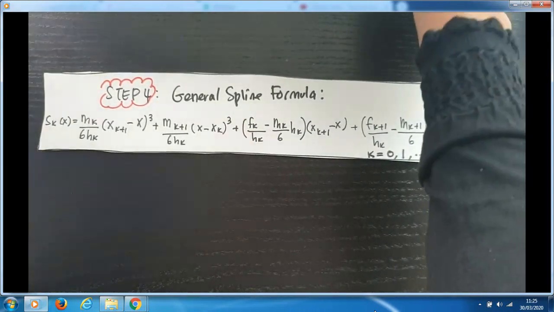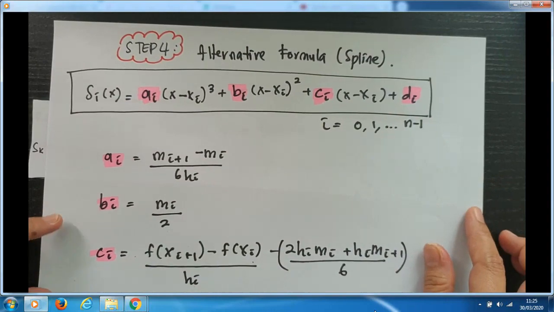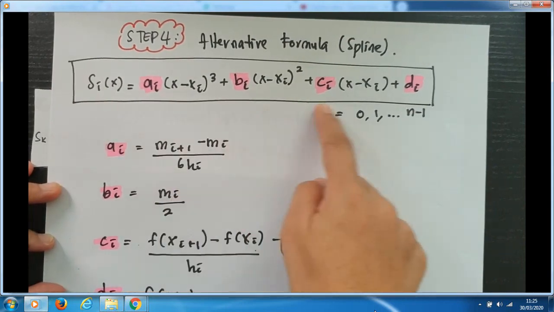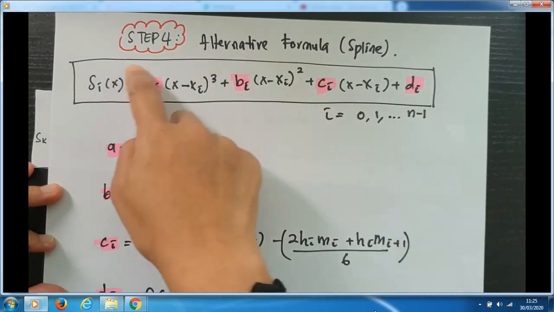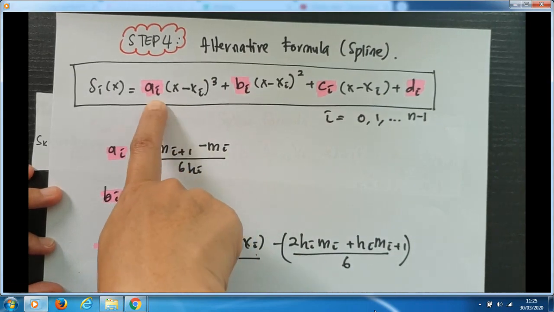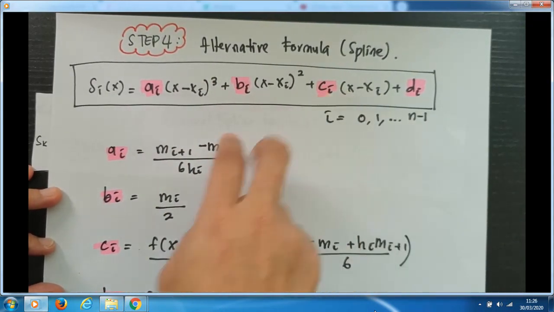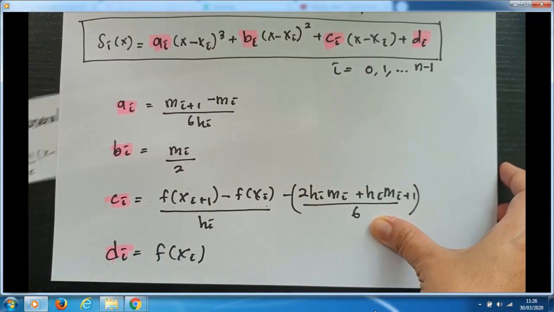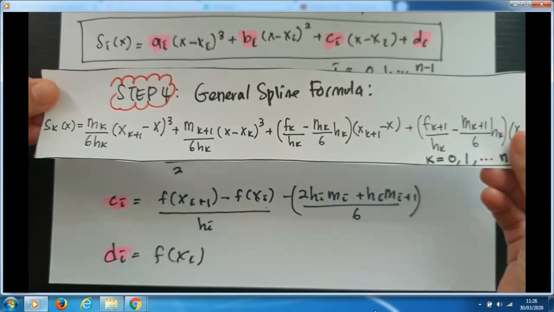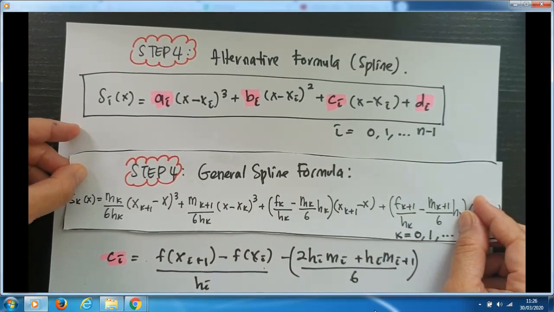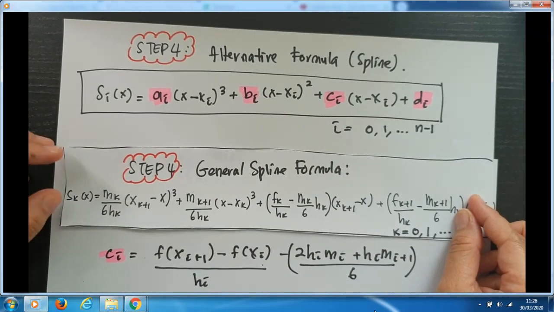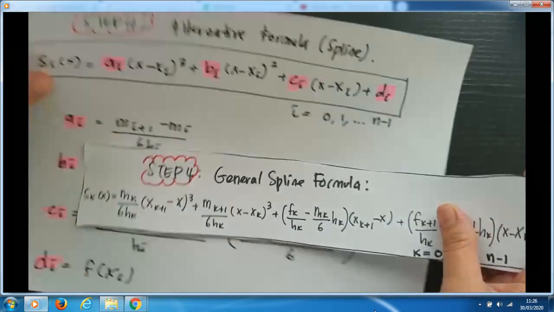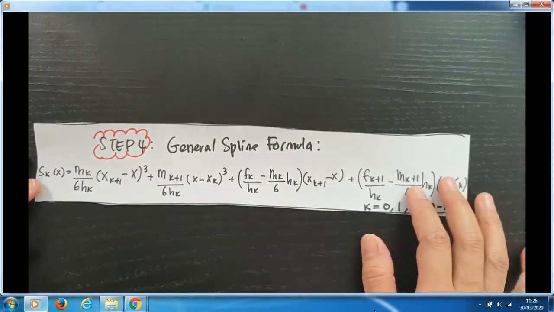Alternatively, you can also use the alternative formula given in the slide to develop the spline formula. For this case, you have to find the value of Ai, Bi and Ci according to the formula that has been given. Whether you use the step 4 general formula or the alternative formula, you can get the same final spline formula for your solution. Now I will focus on the general spline formula.